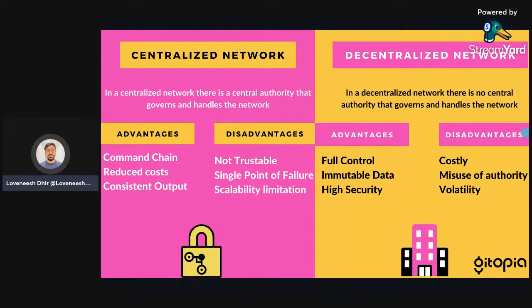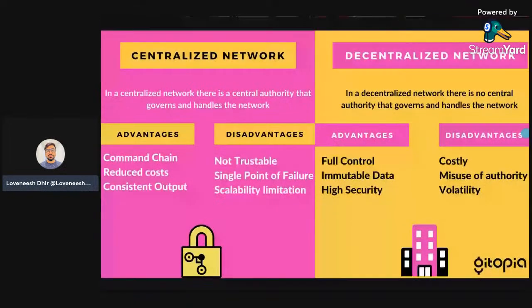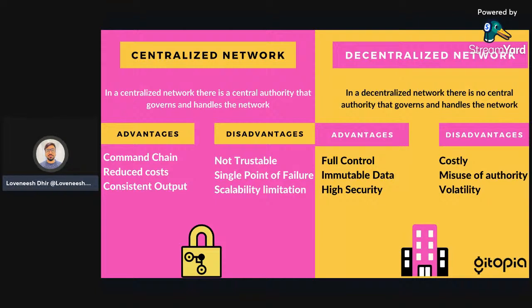Okay, so now let's discuss centralized and decentralized networks. So what particularly are centralized and decentralized networks? In a centralized network, there is a central authority that governs and handles the network. An example of a centralized network can be Twitter or Facebook. Here, Twitter itself is the central authority that governs and handles the network.